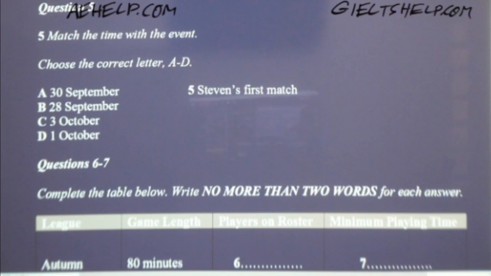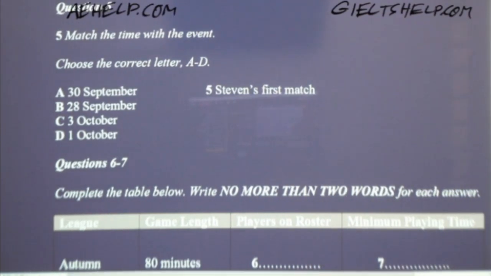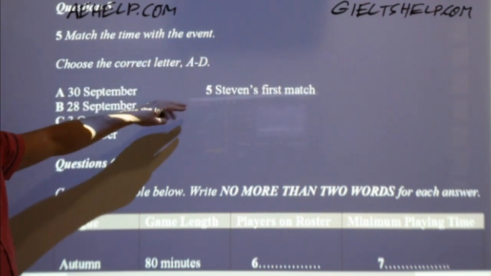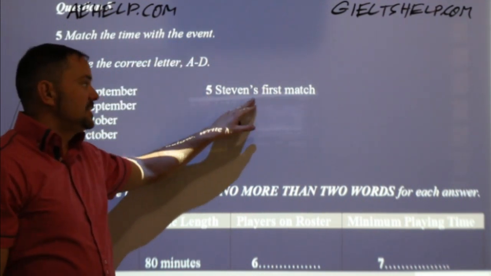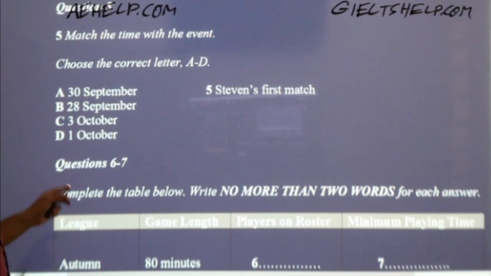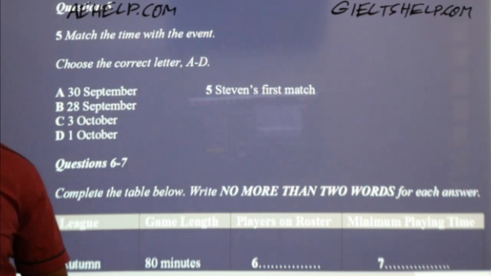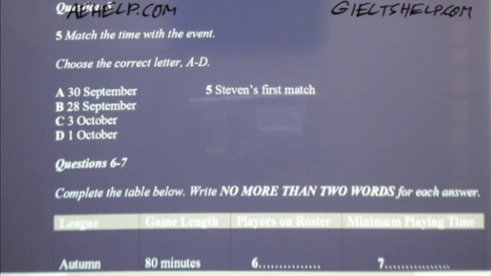All right, now here you had to do again a little bit of a multiple choice. It's matching the time with the correct event. The event is Stephen's first match. When is it? The 30th of September, 28th, 3rd of October, or the 1st of October? A, B, C, or D? Yeah, very good. It's D.